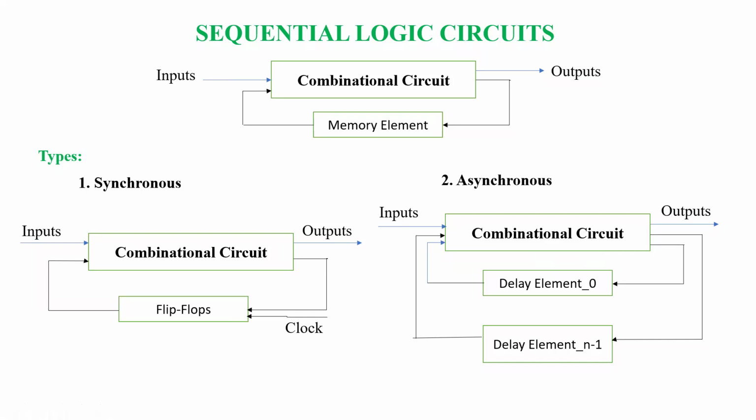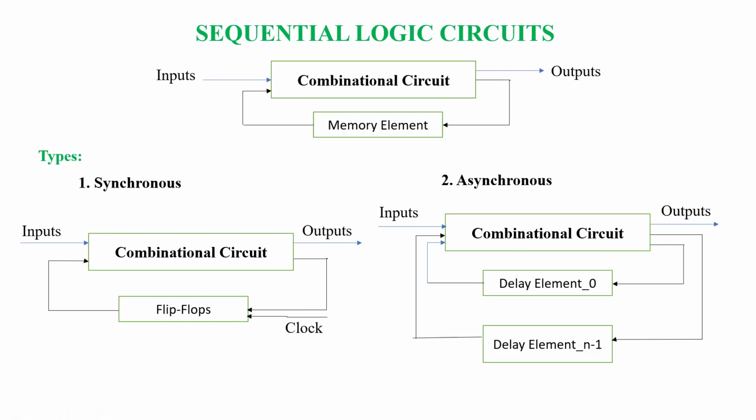Hello, now we are going to discuss sequential logic circuits. If you see the difference from the combinational circuit, here we have a memory element, which was not available in combinational circuits. A sequential circuit can be defined as a circuit in which outputs depend on the present input as well as past outputs. Where are we going to store the past output? Some storage elements are required. That's why we have a memory element in a sequential logic circuit.